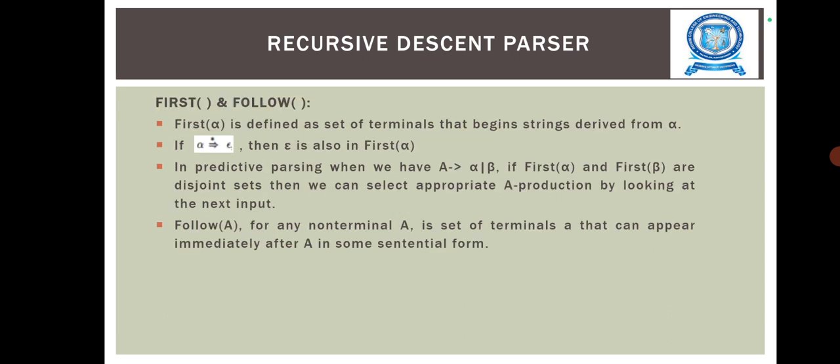First and Follow. First is defined as the set of terminals that begin strings derived from alpha. If A tends to epsilon, then epsilon is also in First of alpha. In a predictive parser, when we have A tends to alpha or beta, if First of alpha and First of beta are disjoint sets, then we can select the appropriate A production by looking at the next input. Follow of A, for any non-terminal A, is the set of terminals a that can appear immediately after A in some sentential form.